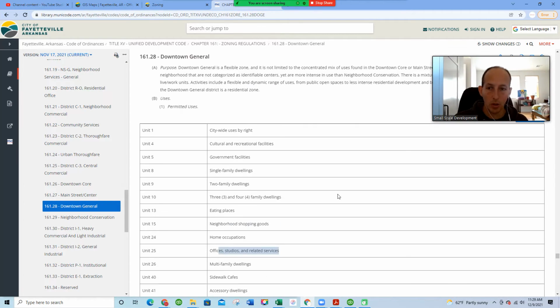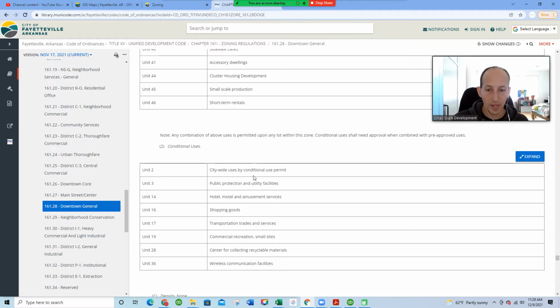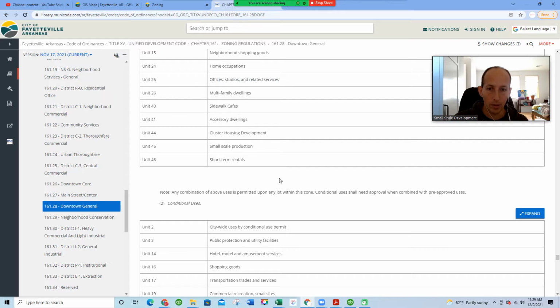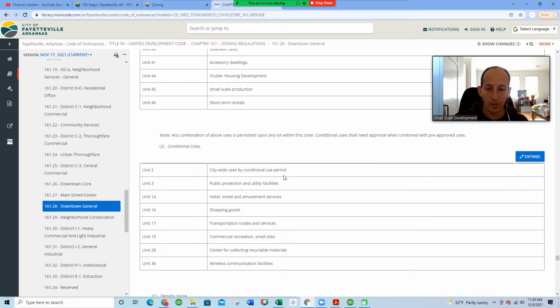Now, these are all permitted uses. These are things that you can do by right, and that's really important because you don't need city approval to do these things. You need to get city approval to build. There's other rules that restrict what you can do, but any of these uses are possible here. Some of the things that are conditional use are transportation, trades, and services, so that may be like a gas station, hotels, shopping goods, which may be a little bit larger scale than neighborhood shopping goods.